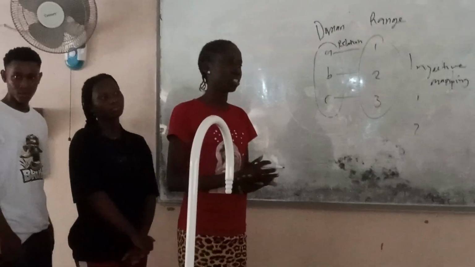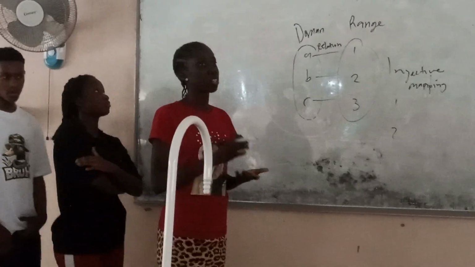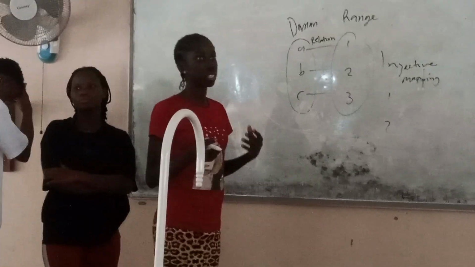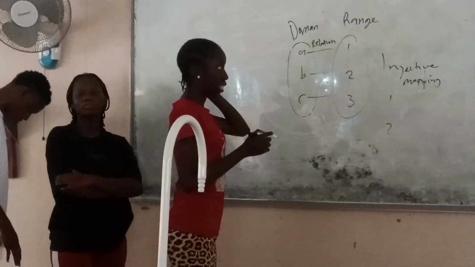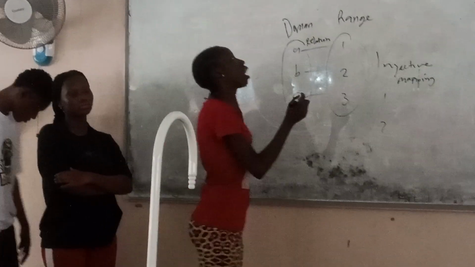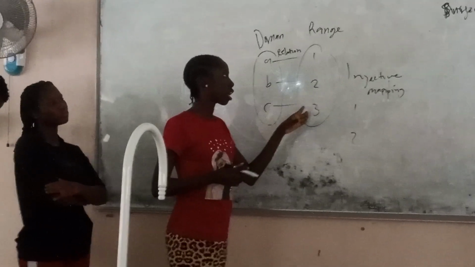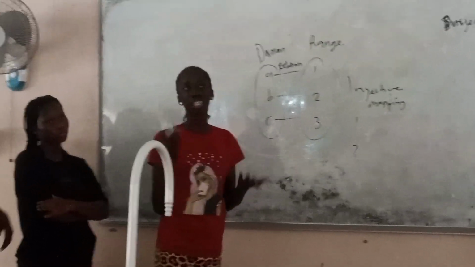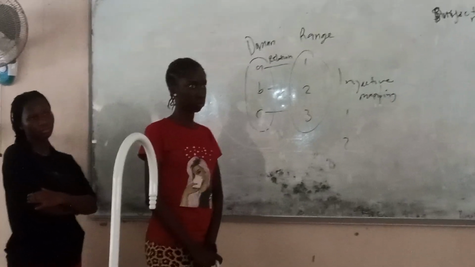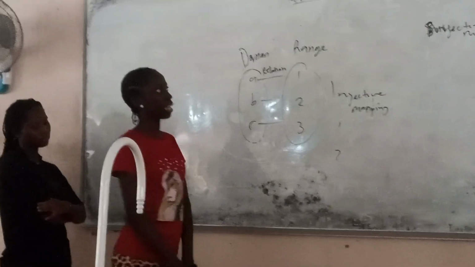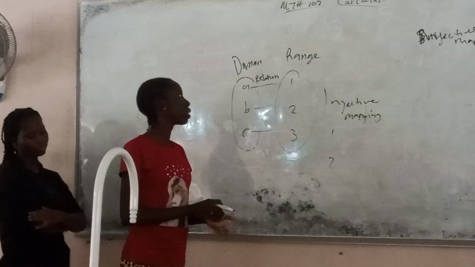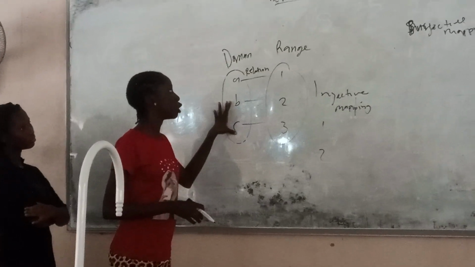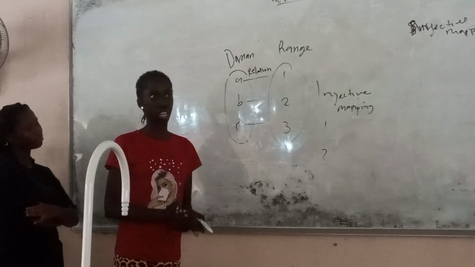An injective mapping is said to be a function if and only if the domain values are mapped out towards one-to-one correspondence. Whereas surjective mapping has to do with where the domain values are mapped out, even though it's not a one-to-one correspondence. And also, we talk about the bijective mapping. A bijective mapping is where the relation is both an injective and surjective mapping.